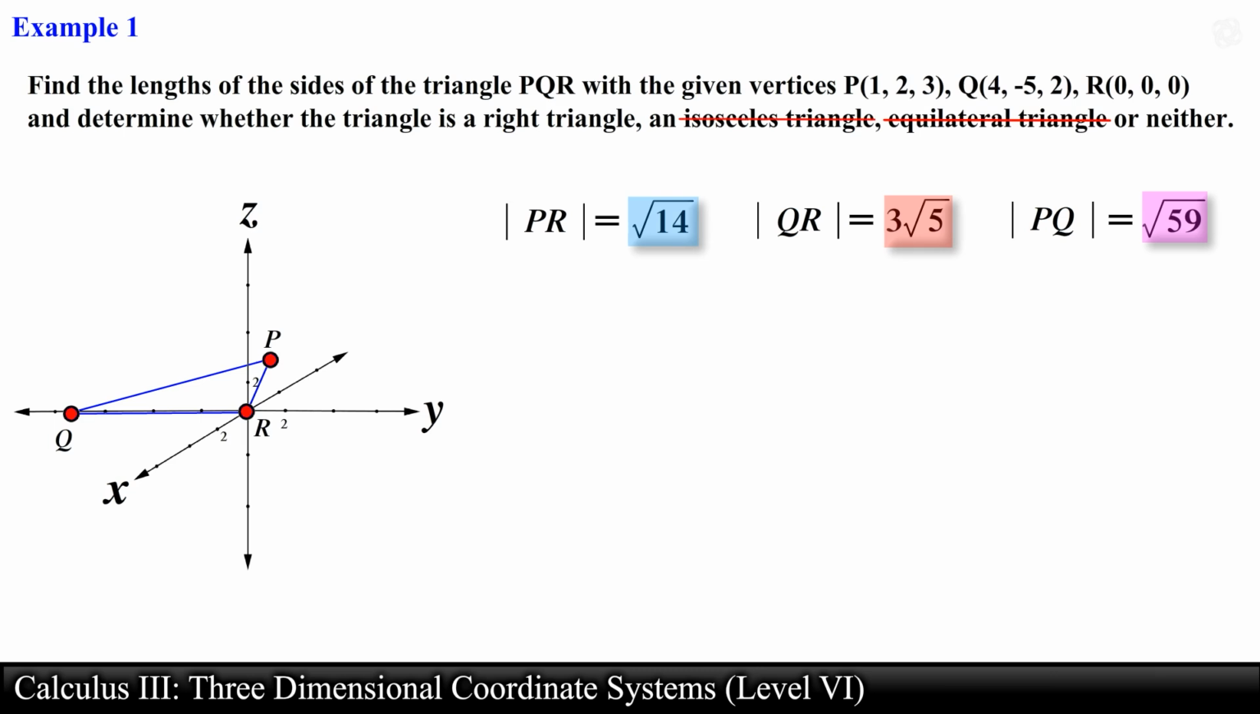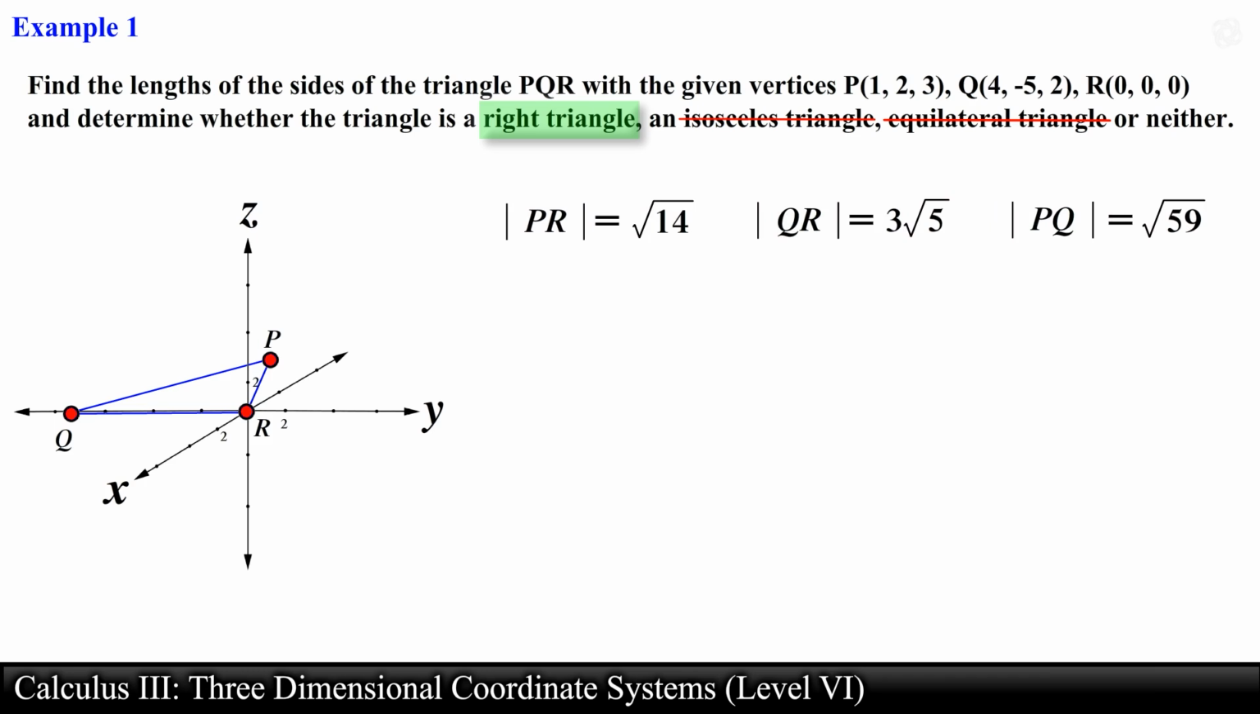Let's test to see if it's a right triangle. We first need to identify the hypotenuse and the legs of the triangle. Remember, the hypotenuse is always the longest side of a right triangle. In this case, line segment PQ is a hypotenuse, and line segment QR and PR are the legs.